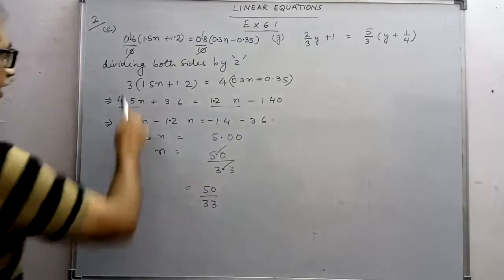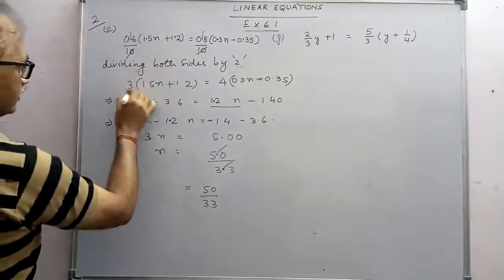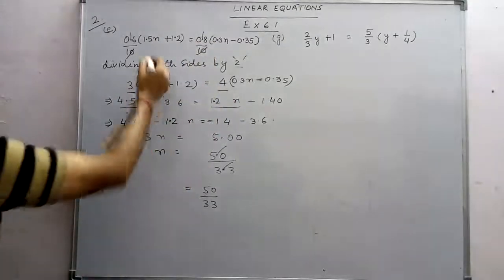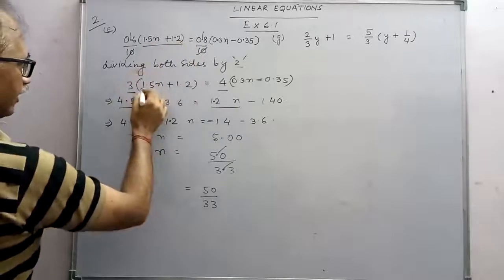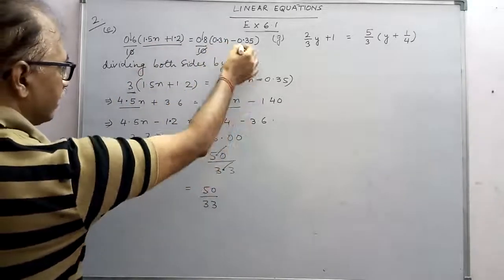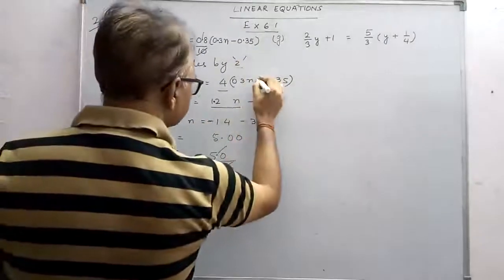Okay. Now divide both sides by 2. So when you divide 6 by 2, you will get 3. And when you divide 8 by 2, you will get 4. And as a result, you will get this value: 1.5n plus 1.2, 0.3n minus 0.35. So this you are getting here.